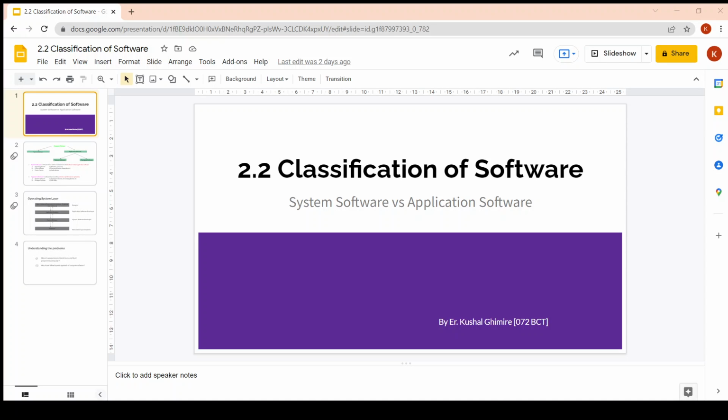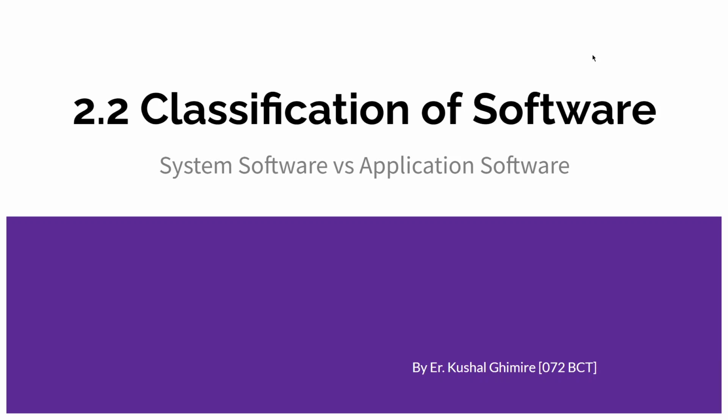Hello everyone. Today we are going to learn about classification of software. In one of our previous videos, we have already discussed software as a collection of programs. In this lecture, we are going to discuss classification of software in detail. We will move on to discuss the layer architecture of operating system. This will help us understand the classification even more clearly.